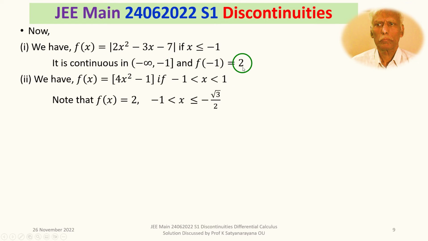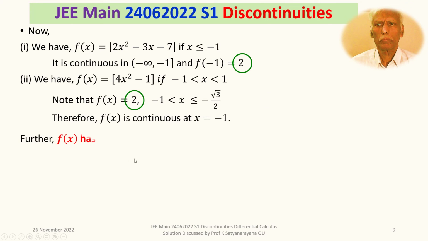So it is 2 here, 2 here, and that will tell you the left hand limit, and this will tell you the right hand limit, and they are equal. Therefore, it is continuous there. So the curve connecting this one up to this one in this interval will be continuous. Therefore, f of x is continuous at x is equal to minus 1. But we know f of x has 6 discontinuities in the open interval minus 1 to plus 1. And we have already noted f of x is equal to 2 in this interval, root 3 by 2 less than or equal to x less than 1.